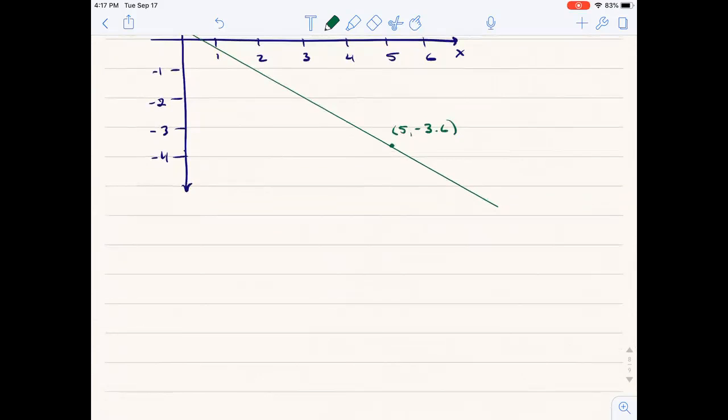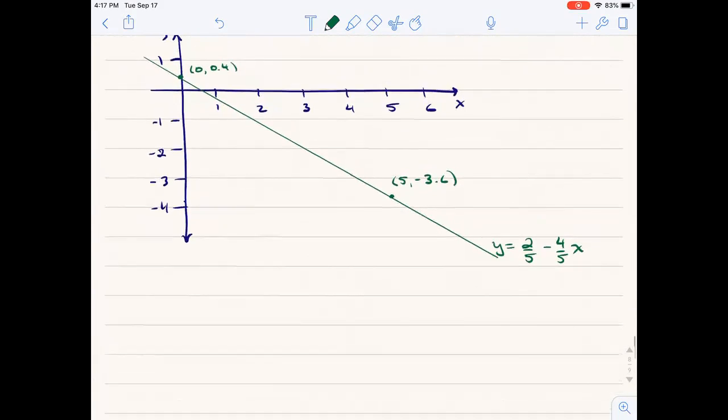Okay. So this is the line y equals 2/5 minus 4/5x. It's always a good idea to write at one of the ends of the line what the equation of that line is, because later on we're going to be graphing multiple lines on one graph, and you want to keep track of which one's which. That's why I put the equation at the end of each line.